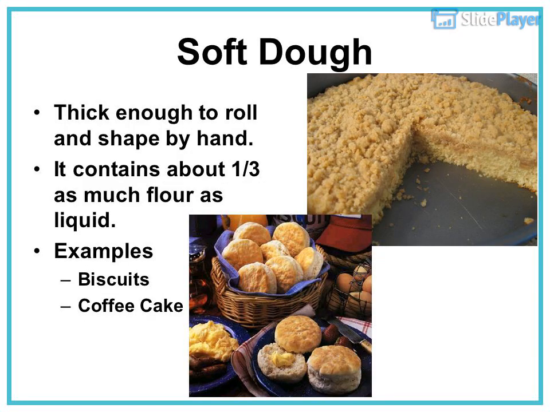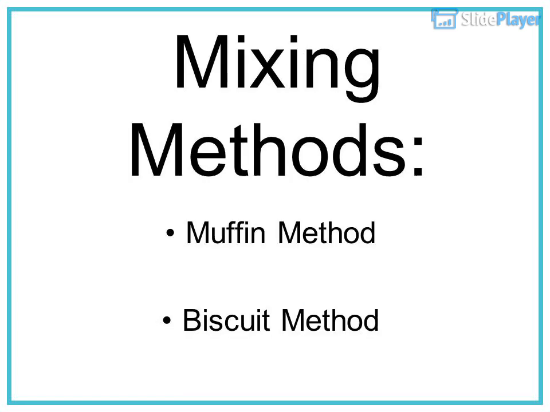Soft dough is thick enough to roll and shape by hand. It contains about one-third as much flour as liquid. Examples: biscuits, coffee cake.